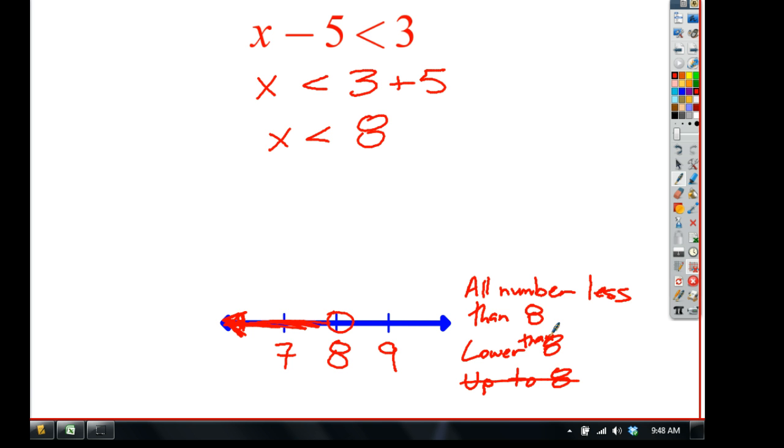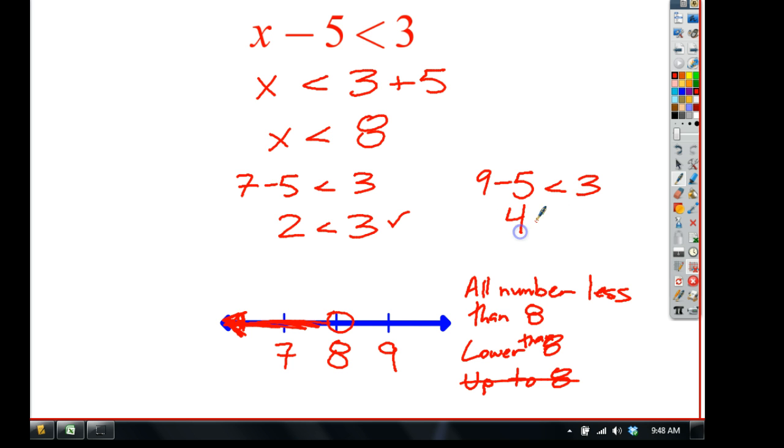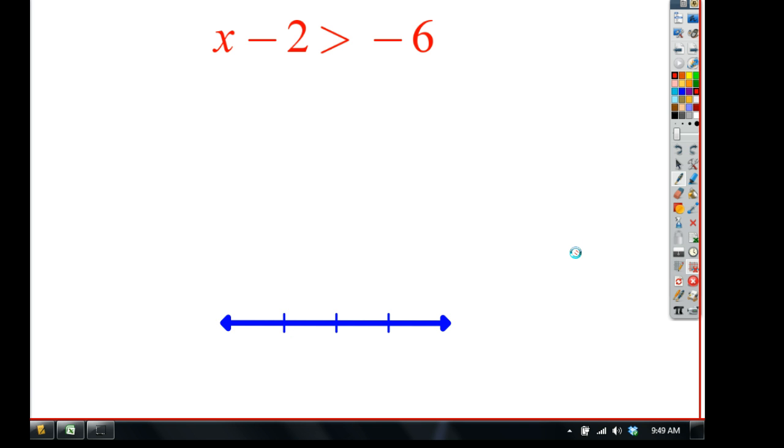Okay, let's check it. Let's take 7 and plug it in here. We got 7 minus 5. Is that less than 3? Well, 7 minus 5 is 2. Is 2 less than 3? Yes, that works. And then let's try 9. 9 minus 5, less than 3. And that's 4. Is 4 less than 3? No, that's not true. So our solution is correct. Okay, go ahead and try this one.